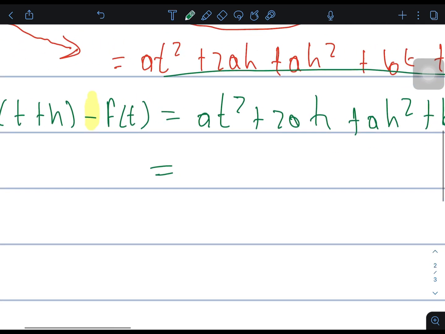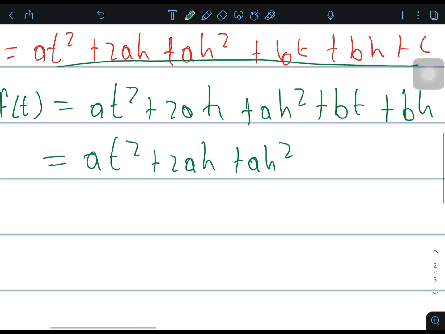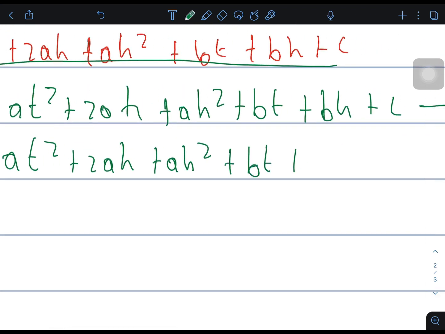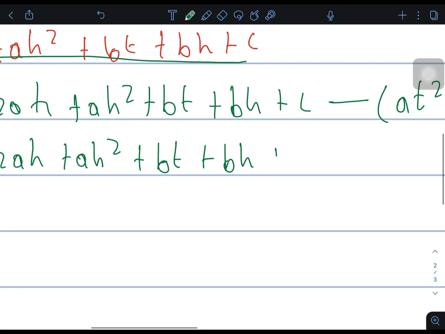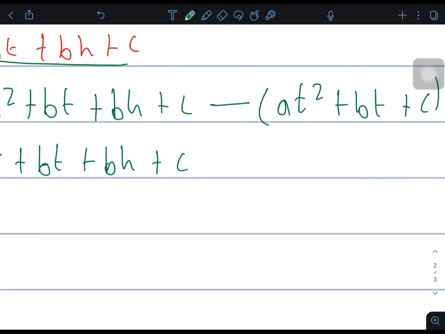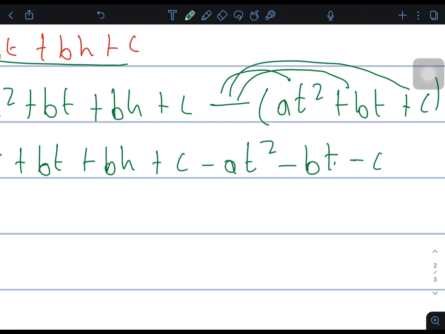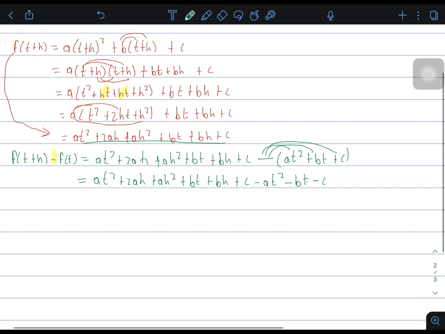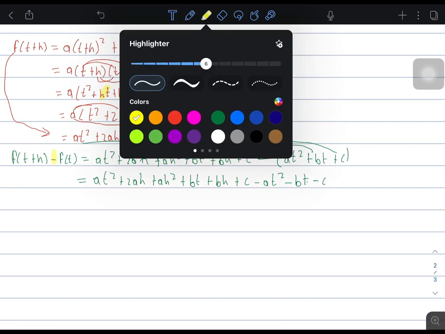we are going to simplify this now. A t squared plus 2ah plus ah squared plus bt plus bh plus c. We see that, okay, let's multiply the negative inside, we're going to have minus a t squared, and again we will have minus bt, again we will have minus c. Let's simplify now by looking at the like terms.